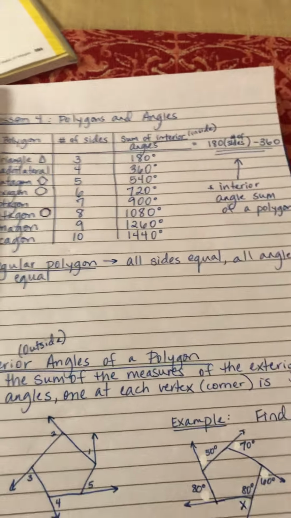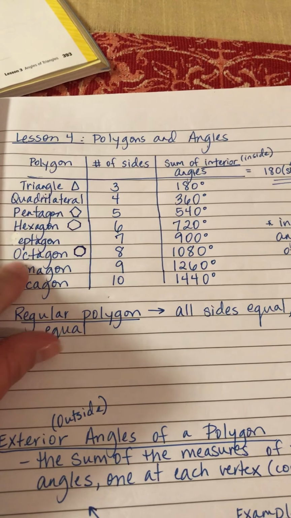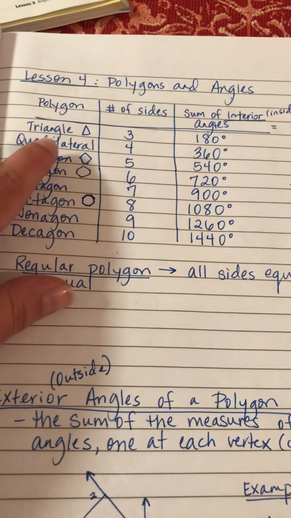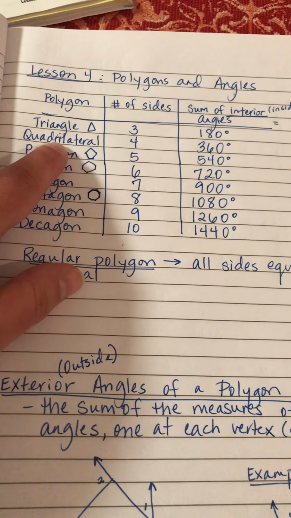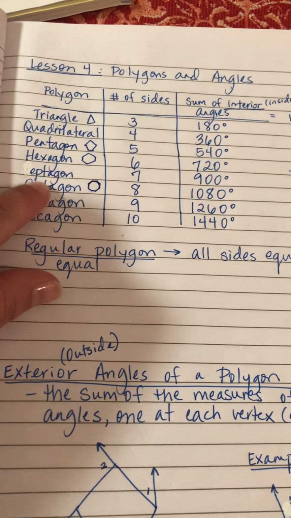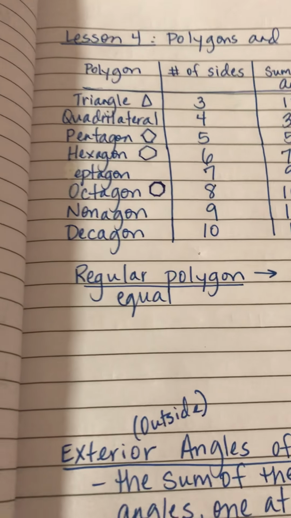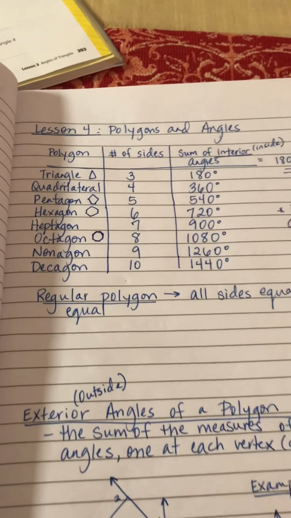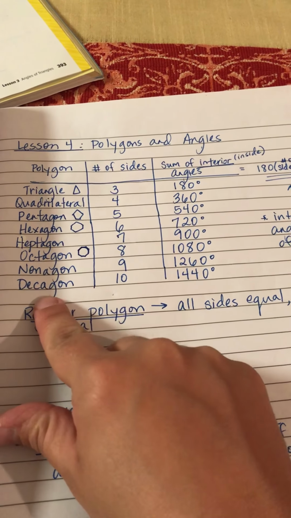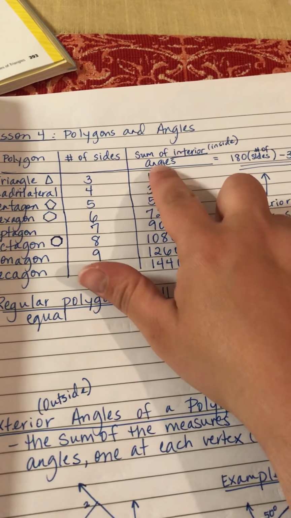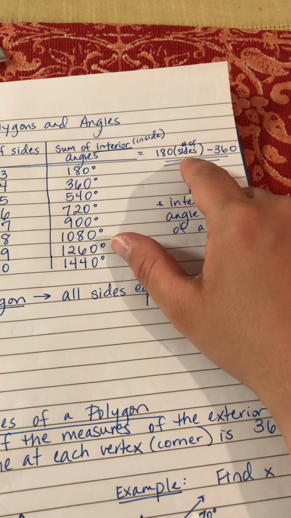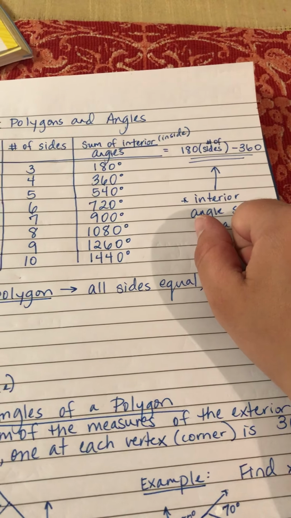Okay, and then in lesson 4, we talked about polygons and angles. So we made a table of the different polygon shapes. Poly is many sides. So a triangle has 3 sides, quadrilateral is 4, pentagon, hexagon. This is a heptagon. I said septagon in class today, but it's actually heptagon, sorry. So heptagon, octagon, nonagon, and decagon. And then the sum of their interior angles is going to be equal to 180 times the number of sides, and then we subtract 360 from that.